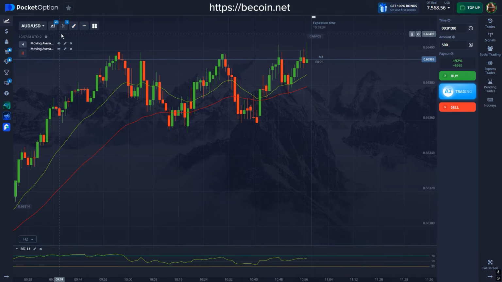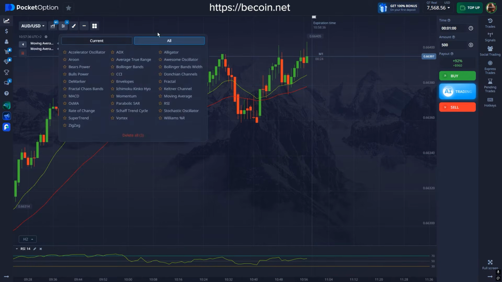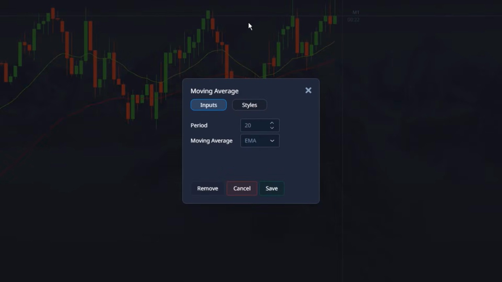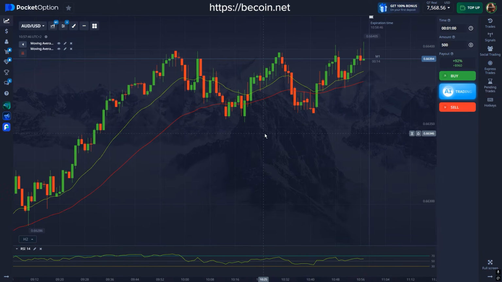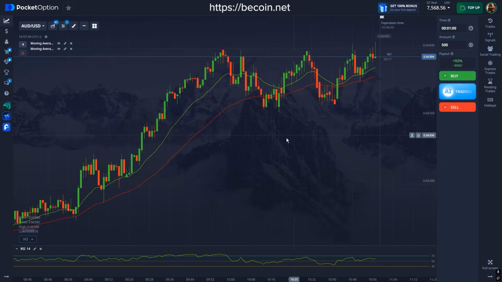Step 2 is indicators. For trend, we use two EMAs, the 20 as fast and the 50 as slow. When the 20 EMA is above the 50 EMA, that's an uptrend. When the 20 EMA is below the 50 EMA, that's a downtrend.